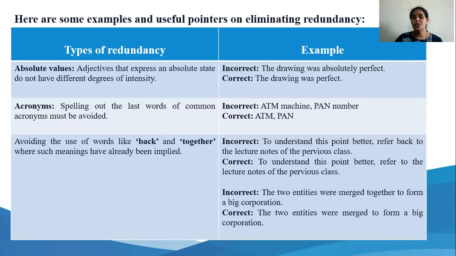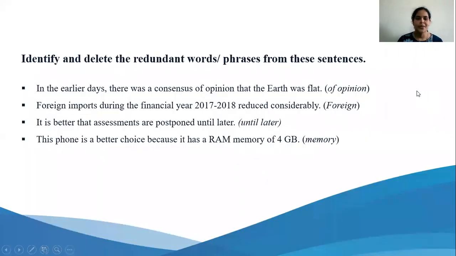Next, the two entities were merged together. Merged itself is together. Why should you use two words, merged together? So use merged to form a big corporation. Quickly we'll go ahead with more examples. In the earlier days, there was a consensus of opinion that the earth was flat. Students, tell me, identify the extra words used in this sentence. Yes, correct. I gave you in the brackets there. In the earlier days, there was a consensus that the earth was flat.